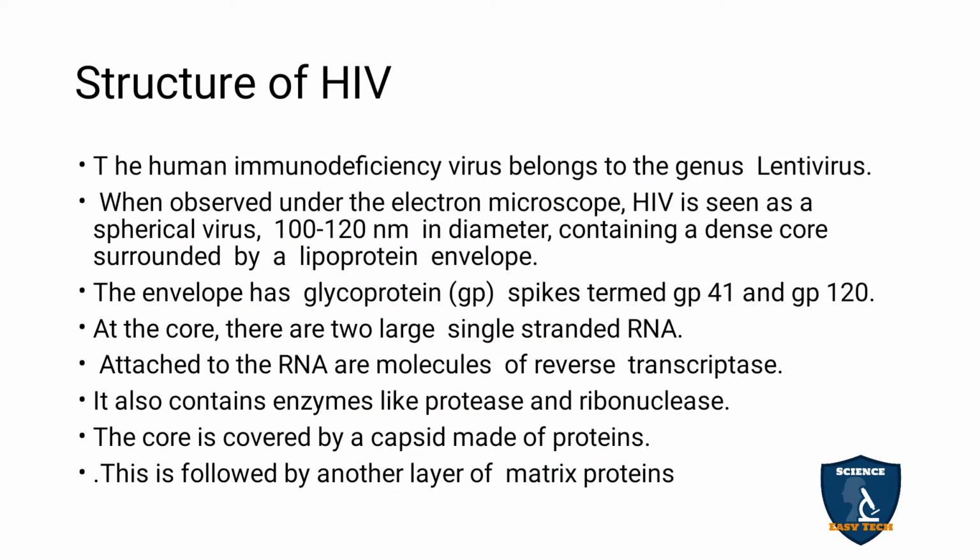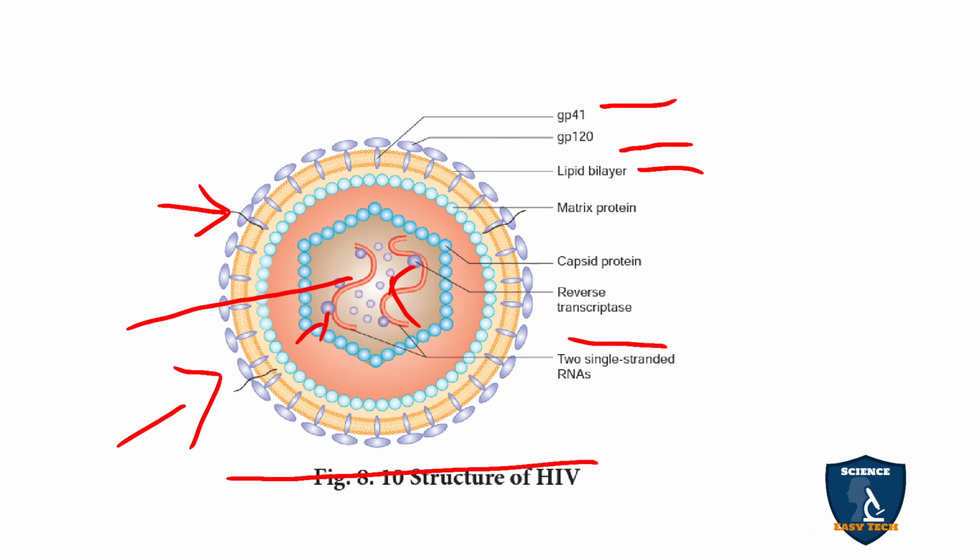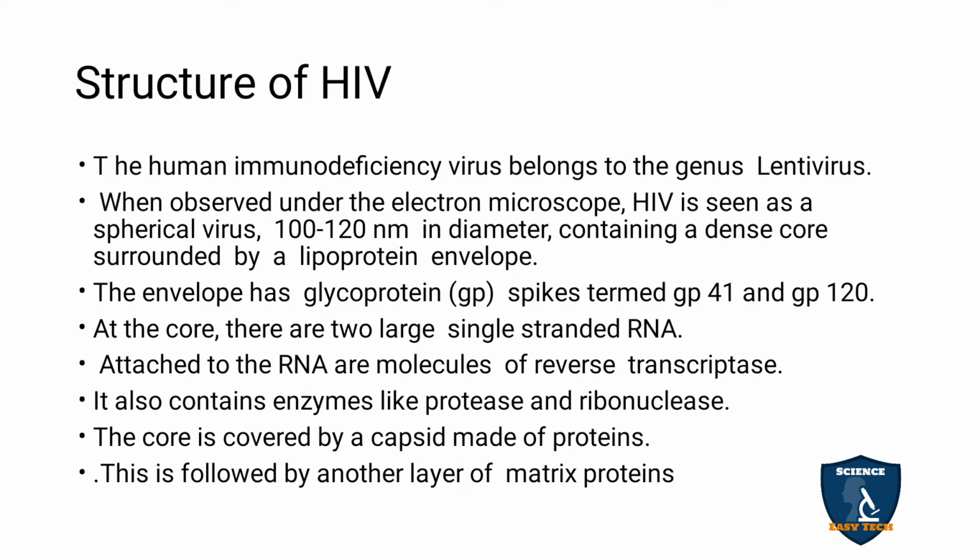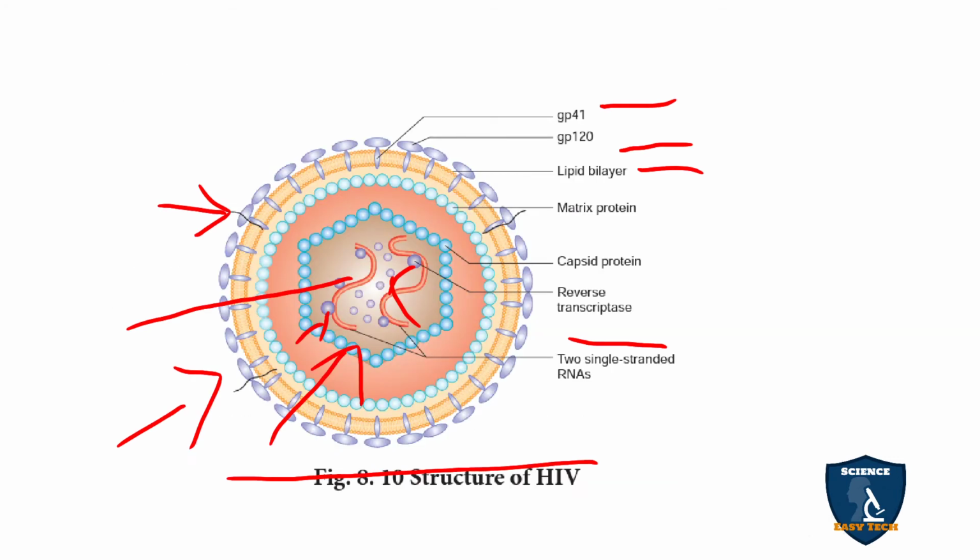So the reverse transcriptase enzyme is attached to the RNA. It also contains proteases and ribonucleases. The core, the center part with the nucleic acid, is surrounded by a protein capsid. You can see another layer here as well, which is the matrix proteins.